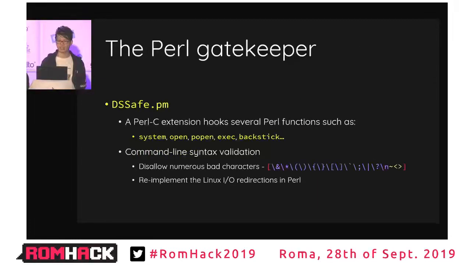DSSafe is a Perl module which is written in C++. The module implements its own command parser and hooks several dangerous functions, such as system, open, and backtick. It also disallows numerous bad characters and re-implements the Linux I/O redirections in Perl. So due to the hardening, we cannot perform any command injection.